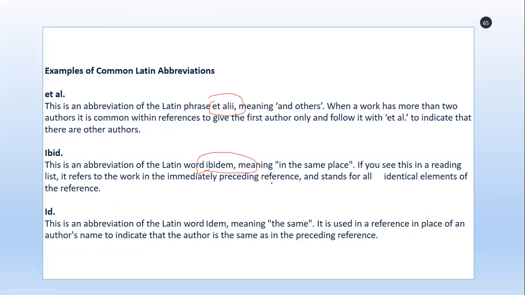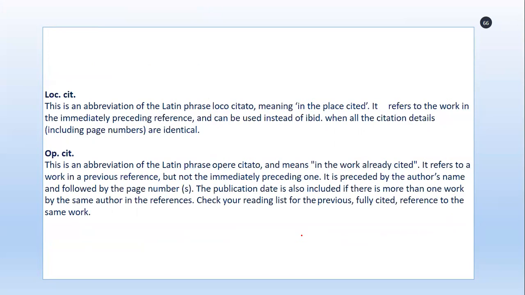Then when we use IDEM, this is an abbreviation, IDEM, whose meaning is same. It is basically used in a reference in place of an author's name to indicate the author is the same as in the preceding reference. So it is like the same, the repetition. Going with the next one, it is LOC dot CIT, that is loco citato, meaning in the place cited. So you just have to remember the Latin word and the meaning also.